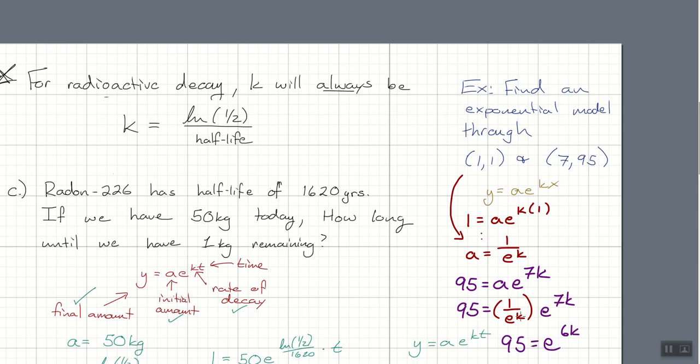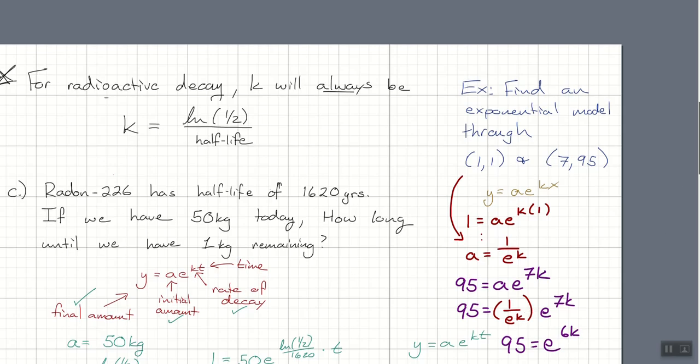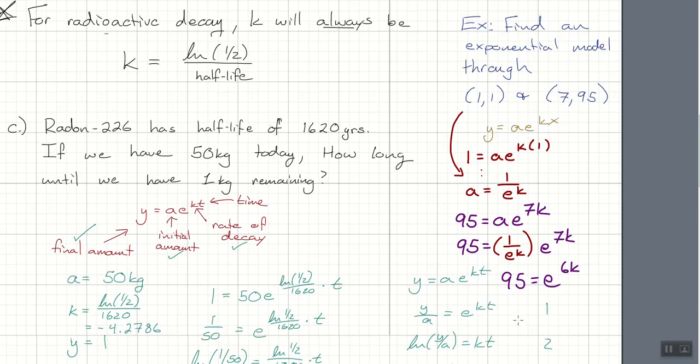Because e to the 7k over e to the k, this is just my exponent property for division. I would take the natural log. I'm going to do it in one step, I think. The natural log of 95 would be equal to 6k right now. We're going to take a big leap.